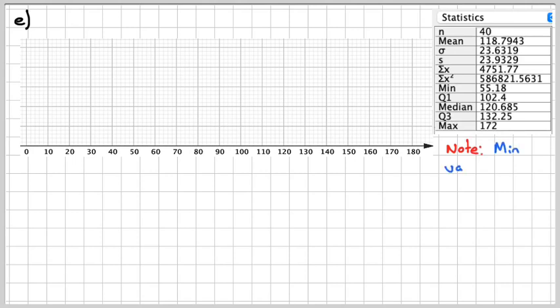Right, so if we now have to draw the box and whisker plot, note that in the question the min value said it was 76.38. So we'll mark that value on using the graph paper. We mark on the highest value, which is 172. Mark on the lower quartile, which is going to be from here 102.4. The upper quartile, which is from here, is 132.25. Draw a box around that, and then I'm just going to shade that in.